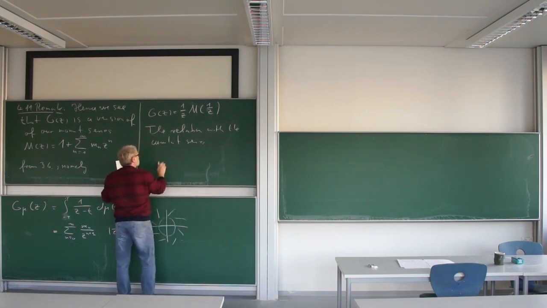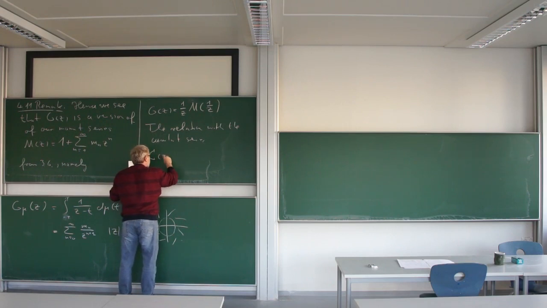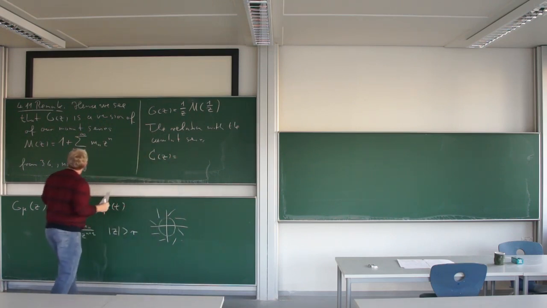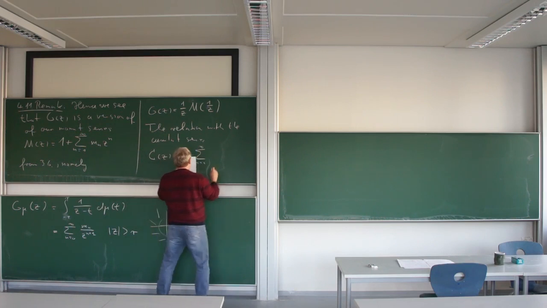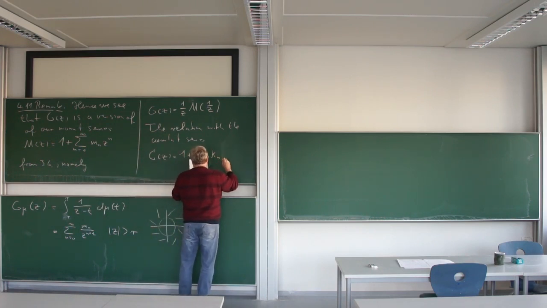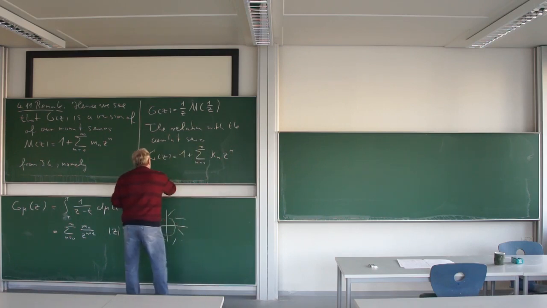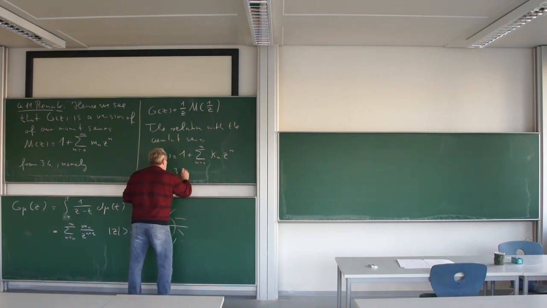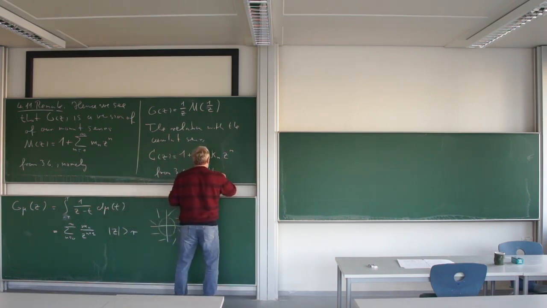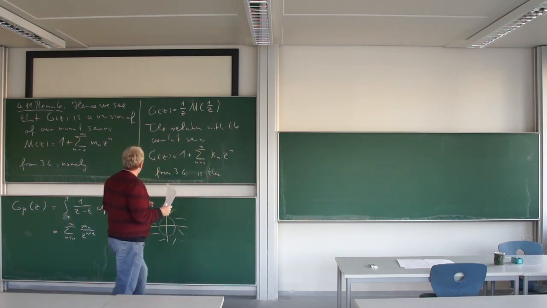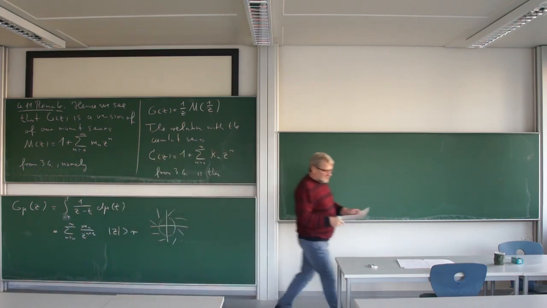So this was the cumulant series. This was defined in the same way as a generating function, but not in moments, but in cumulants. So it's 1 plus the sum from 1 to infinity of c_n z^n. This is also considered in 3.6. And there we had this relation between m and c.